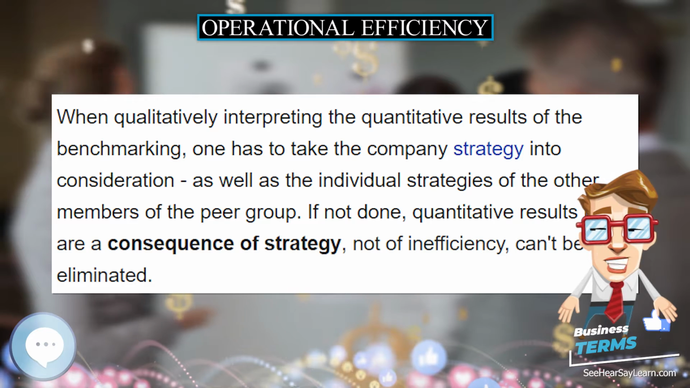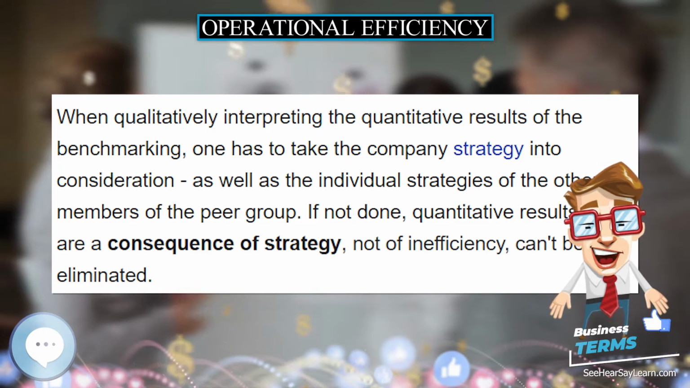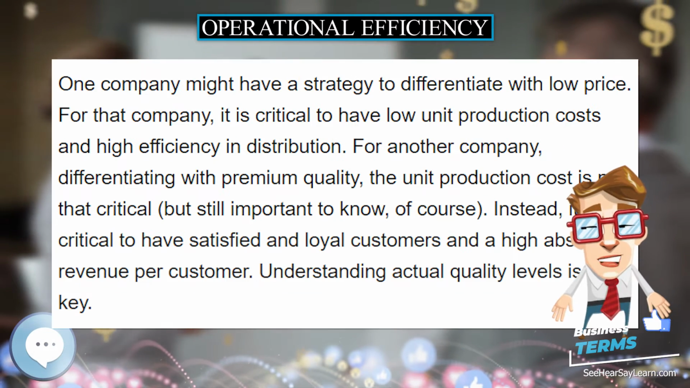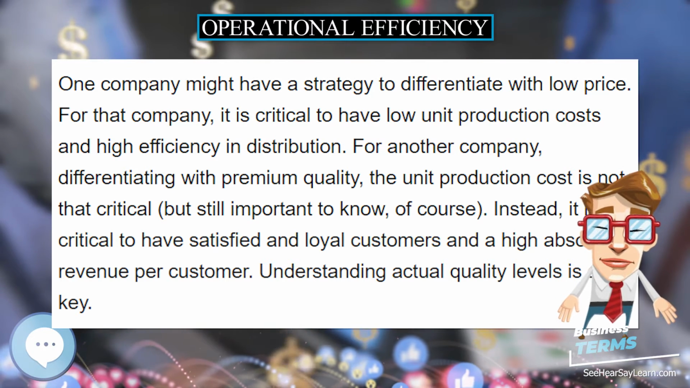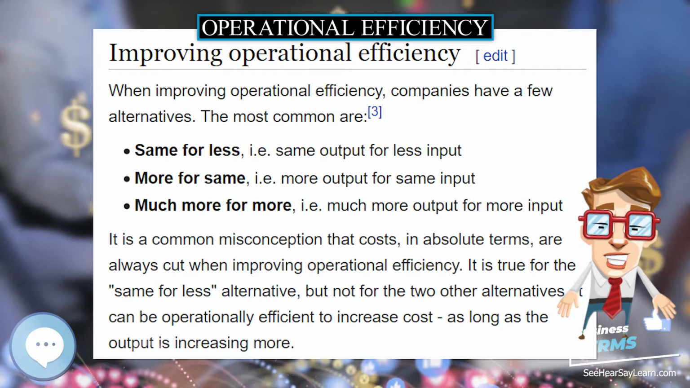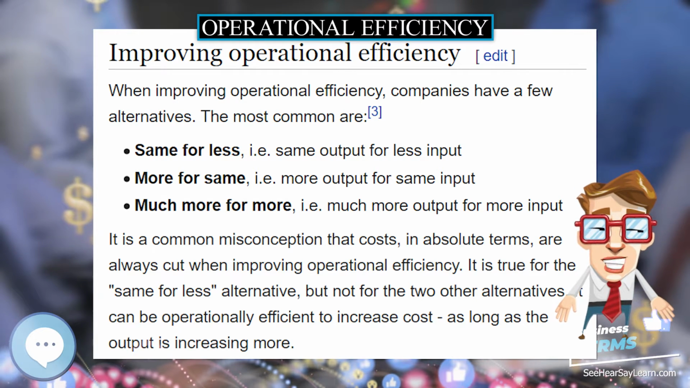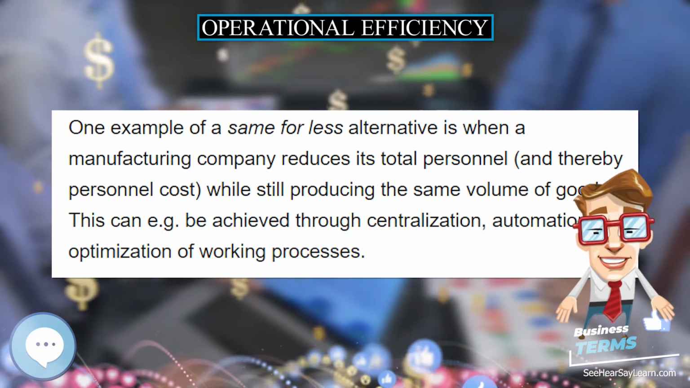When measuring operational efficiency, a company should define, measure and track a number of performance indicators on both the input and output side. The exact definition of these performance indicators varies between industries, but typically covers these categories.